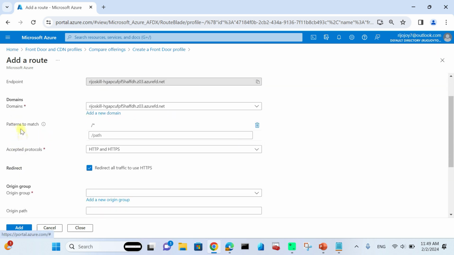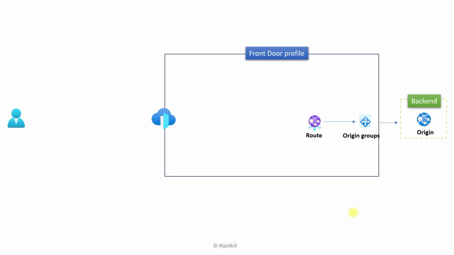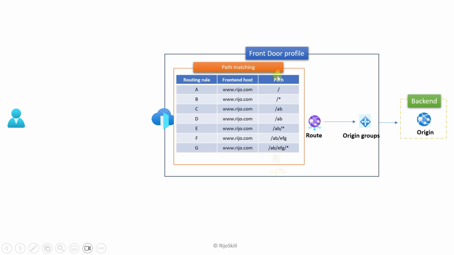Here you can see the pattern to match. Let me describe what the pattern to match is. I will go to one slide and show you the pattern. This is your Azure Front Door profile. We describe our path matching, like slash star, slash ab, slash ab star, and so on. This is your routing rule; you provide the routing rules like A, B, C. This is only an example.